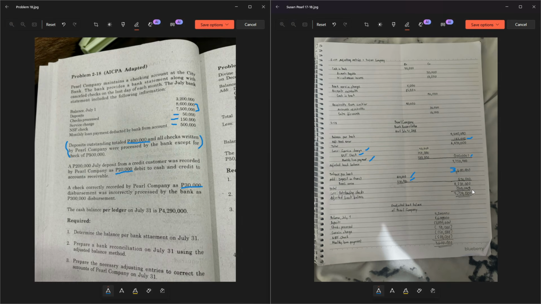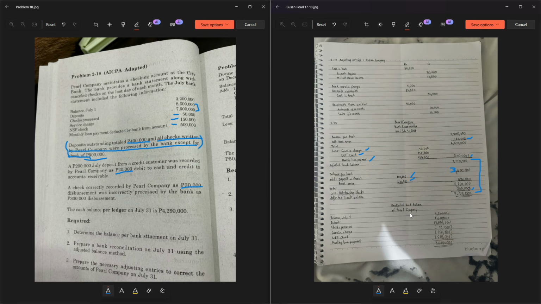your outstanding checks of 500,000, which comes from here. All checks written by Pearl Company were processed by the bank except for check of 500,000. So this is the check. Then the adjusted bank balance should be 3,770,000, which is the same as this one.